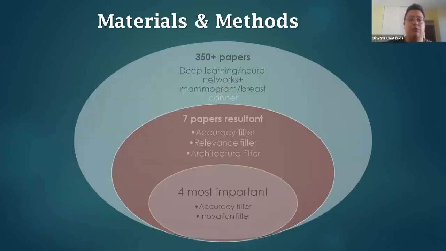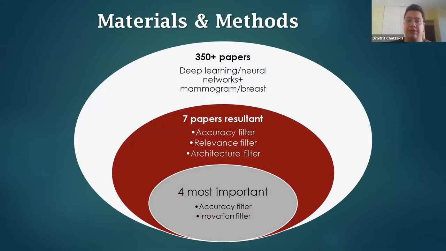Now, in this review, what we did was search through the arXiv database of papers with the keywords deep learning and neural networks, along with the keywords mammogram and breast. And this resulted in more than 350 papers. Of these papers, due to an accuracy filter, those with accuracy below 8% and area under the curve below 85% were dropped. Also, relevance was an issue, because a lot of these papers didn't contain exactly neural networks, so we dropped those as well. And lastly, we had several papers whose architecture was very similar, so we kept only the ones that had the best results. Of those seven, in order to accommodate the time frame and the length of the project, we arrived at the four most important ones due to their high accuracy or certain types of innovation.